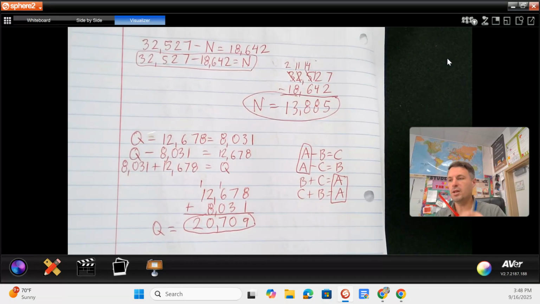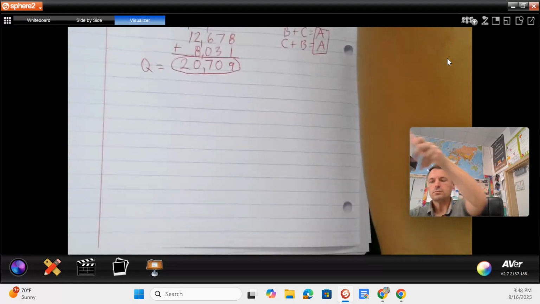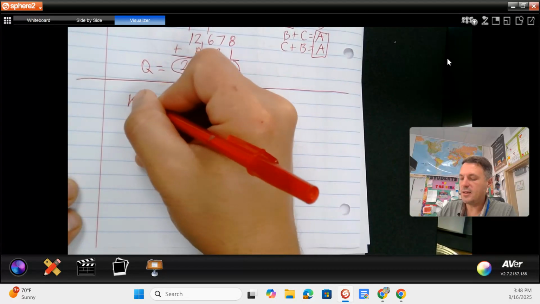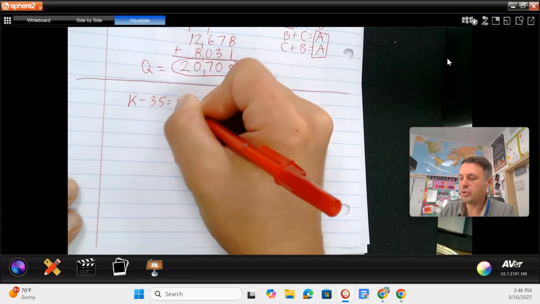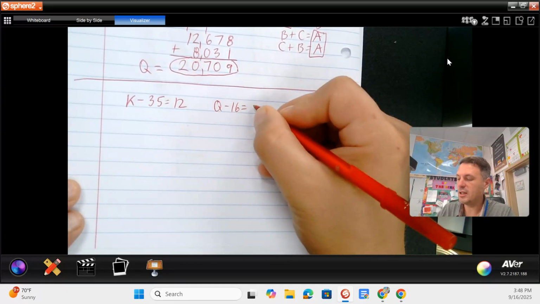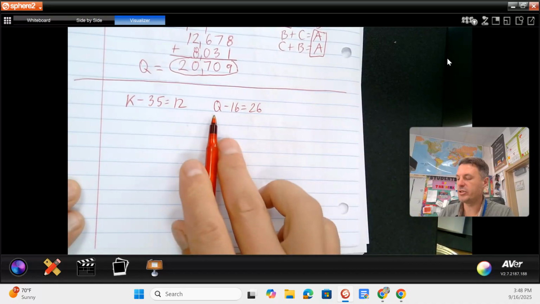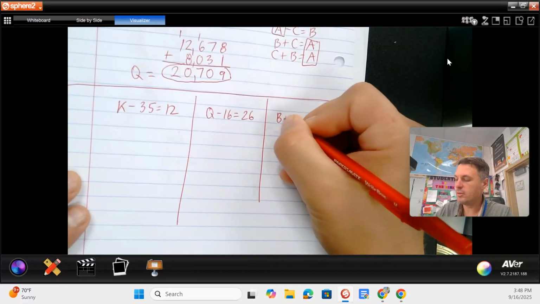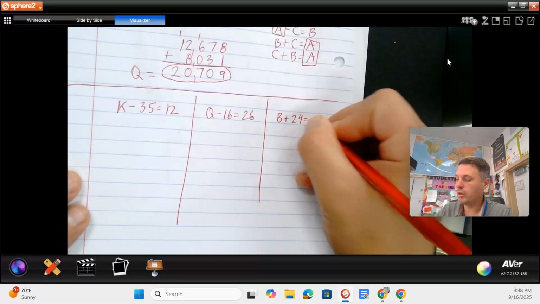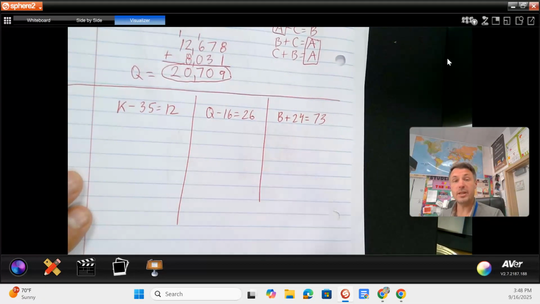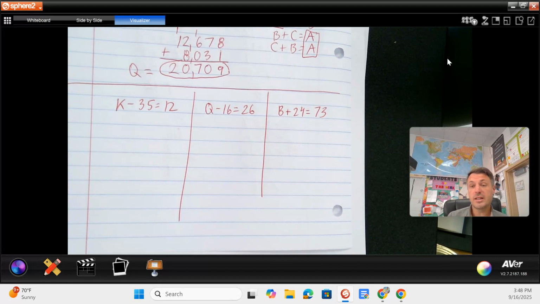Oh, you know what? I'm going to give you some independent work here. By yourself, independently, and I'm going to make these pretty easy. K minus 35 equals 12. Solve for K. Q minus 16 equals 26. Solve for Q. We'll do one more. B plus 24 equals 73. Go ahead and solve for K, Q, and B independently, and then click on the video attached beneath this video to see if you did those correctly.